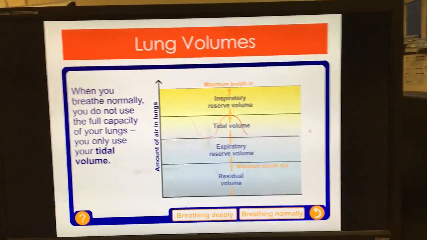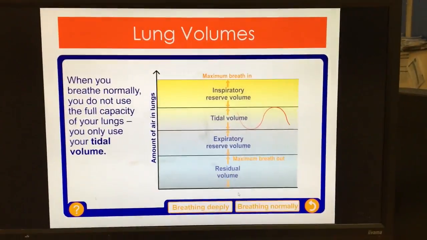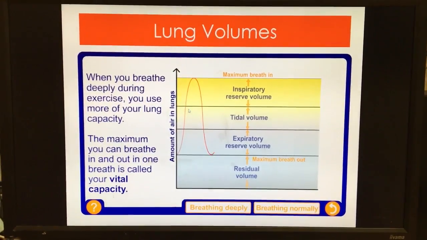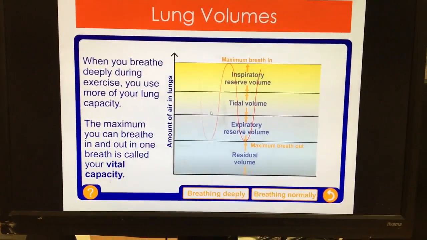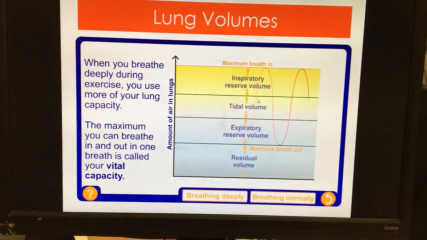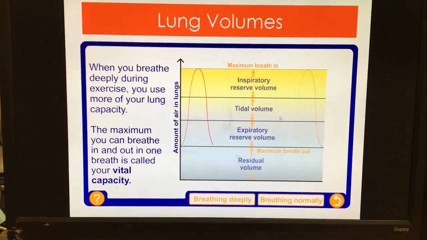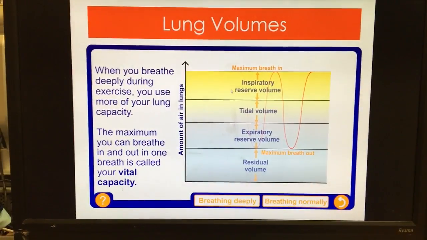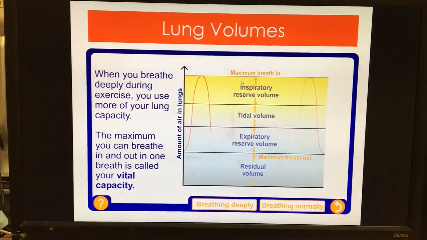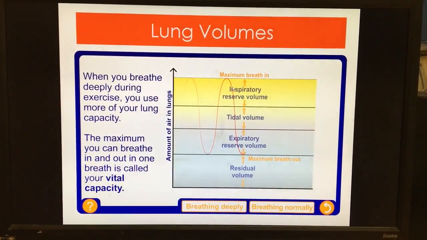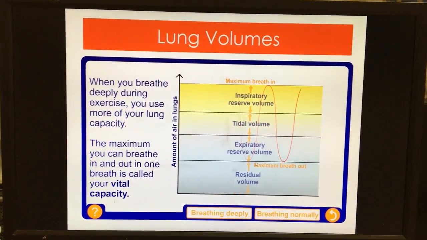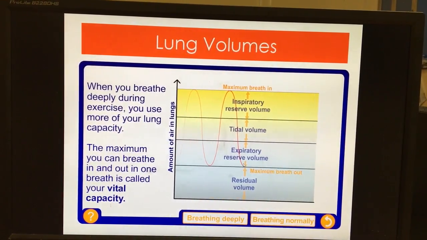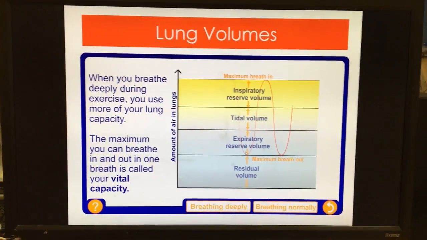Where we start to see a difference is when we're breathing deeply. If we're breathing deeply, we can see that tidal volume is only here. The exception is the two sharp rises, which you'll see up here. The rises will go into your inspiratory reserve volume, and they will also go into your expiratory reserve volume. So that is tidal volume.